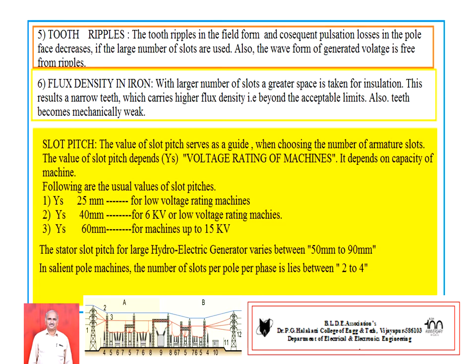Next, tooth ripples. The tooth ripples in the field form and consequent pulsation losses in the pole face decrease if we are using a large number of armature slots.